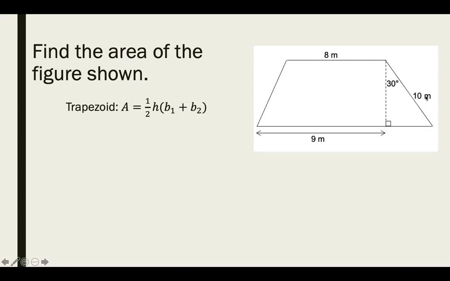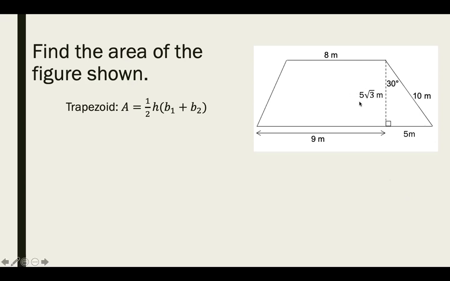Our hypotenuse is 10. So our side across from 30, how do we find that? Hopefully you remember we divide by 2. So that is going to be 5 meters. And then how do we find this side right here, which would be across from 60? This would be our long leg. We would multiply our short leg by the square root of 3. So now we have everything we need.